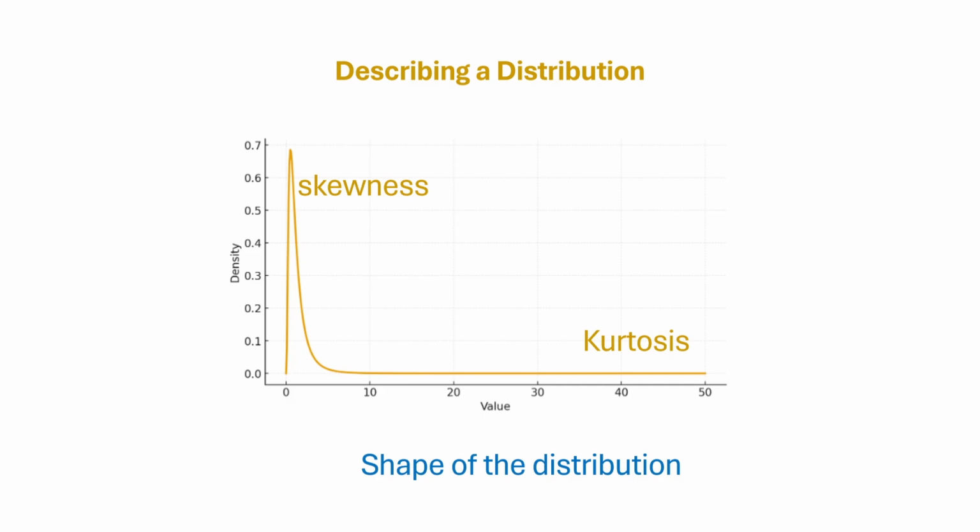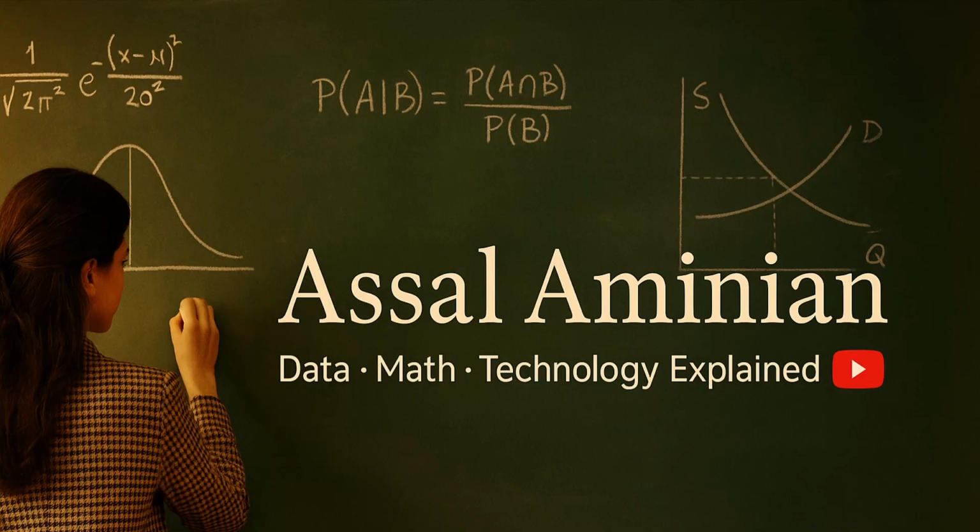Kurtosis tells us how heavy the tails of the distribution are. Heavy tails mean that extreme values are more likely than they would be in a normal distribution. This is especially important in financial data because large market moves, both gains and losses, can happen more often than simple models might suggest.